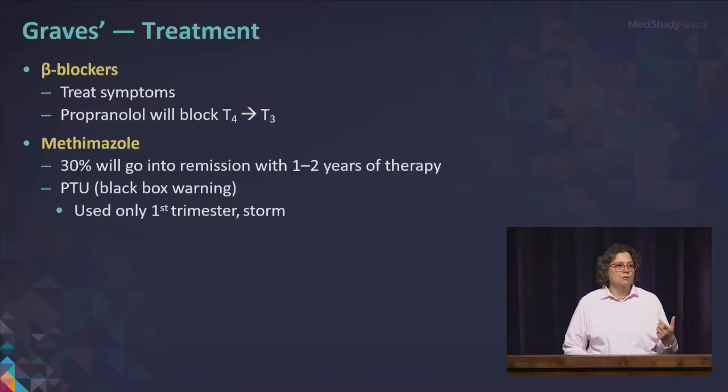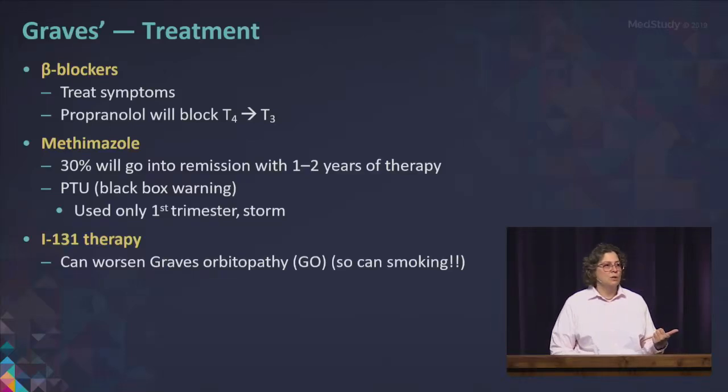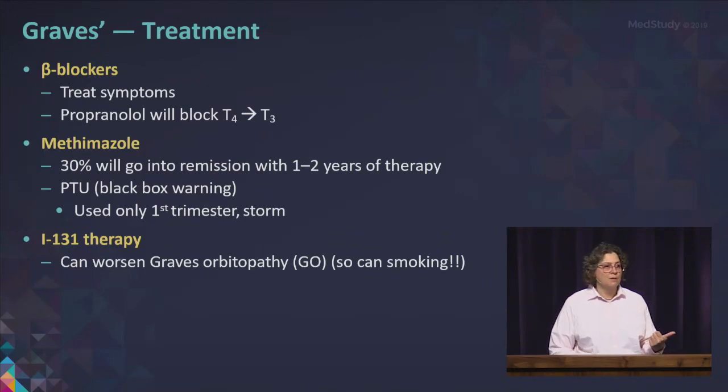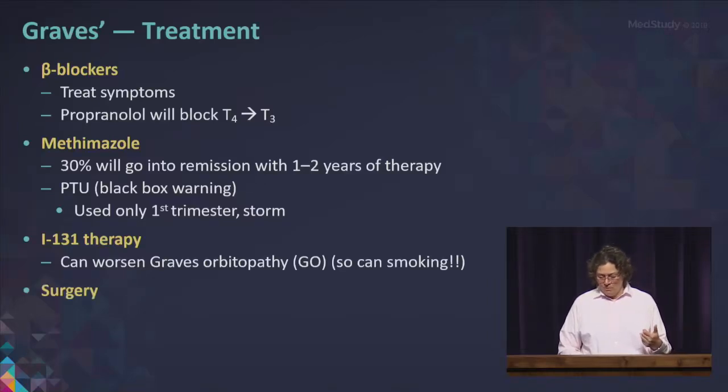We only really use PTU in the first trimester of pregnancy because PTU has a black box warning associated with fulminant liver failure. So we'll use it in the first trimester, get past the concern of aplasia cutis, and then in the second trimester, put people on methimazole. You also have the choice of I-131 therapy. The times that you don't want to use I-131 therapy is if they smoke and/or have Graves' ophthalmopathy because that can actually make it worse. And then the last treatment option is surgery.